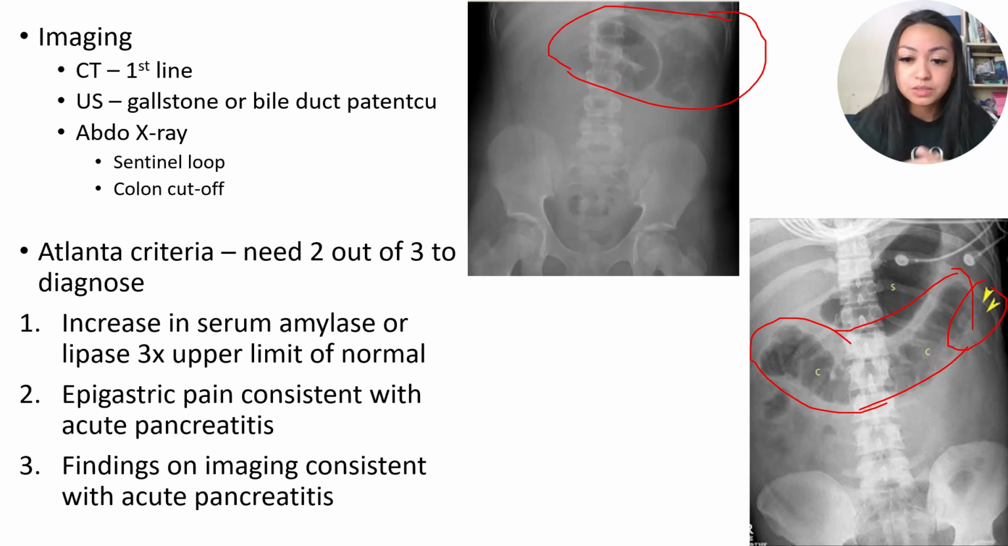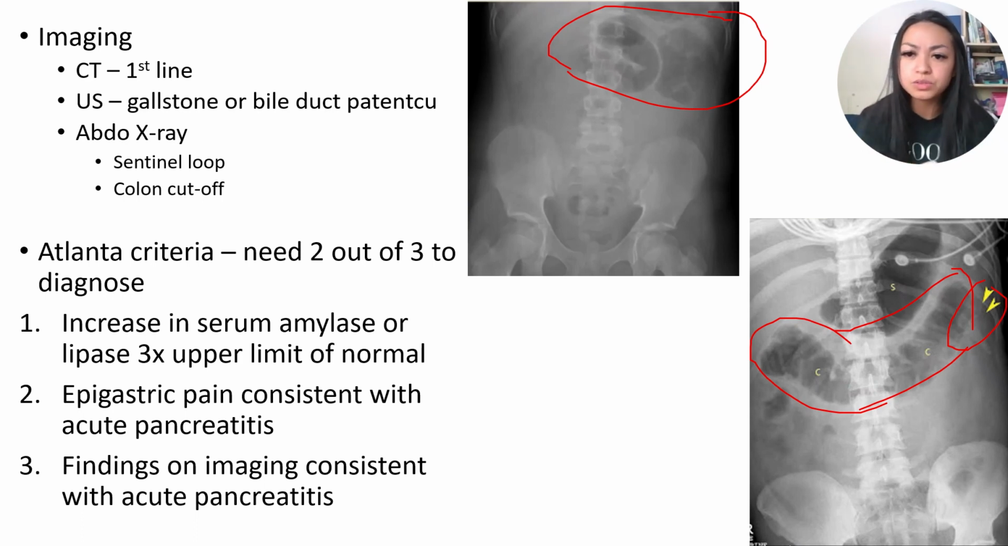So you see this colon cutoff, where there's an abrupt termination of the gas pattern, with gas flowing through the transverse colon and then none after you reach the splenic flexure, and the sentinel loop, which is a loop of bowel full of gas around the inflamed pancreas. So these 2 things: sentinel loop, colon cutoff.